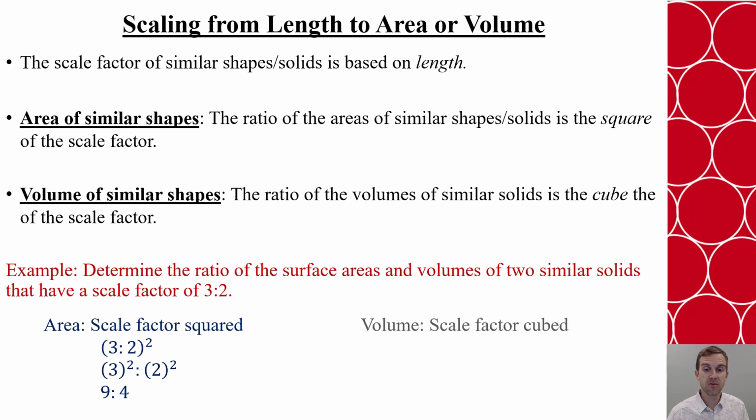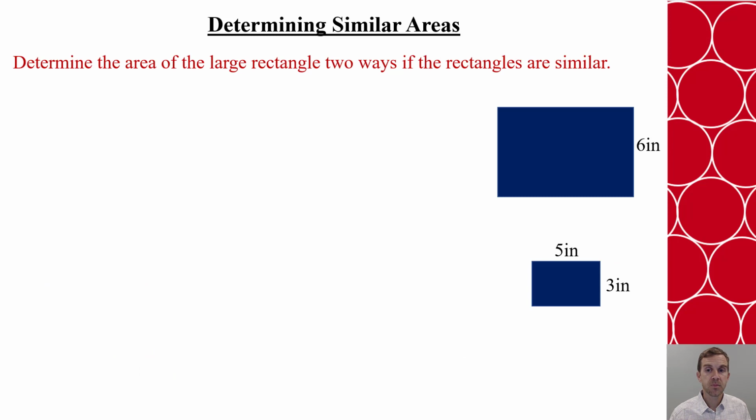When I'm looking at the volumes, I'm going to take the scale factor and cube it for the length, the width, and the height. So if I take that 3:2 cubed, I would do 3 cubed and 2 cubed so that the ratio of the volumes would be 27:8. And you can see how much dramatically bigger that is than where we originally started with the length scale factor. Now let's look at some examples here to help us out.